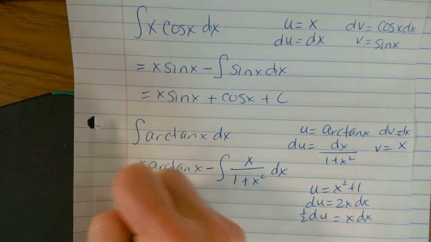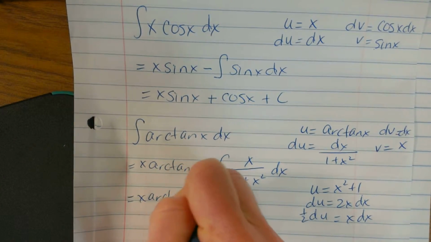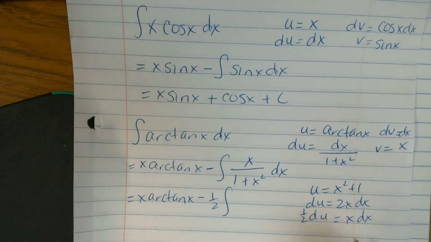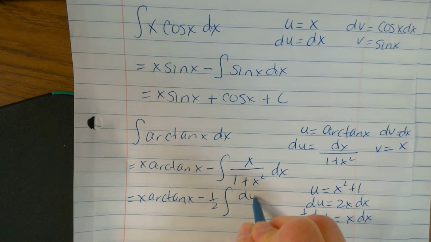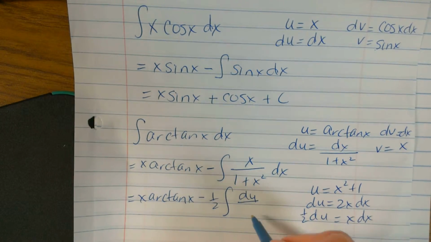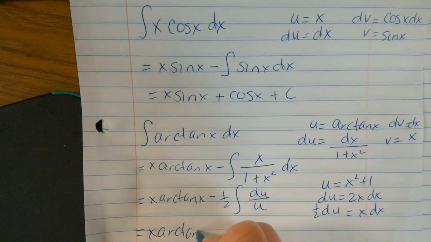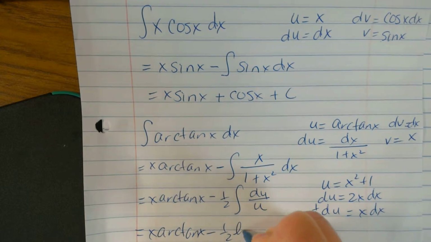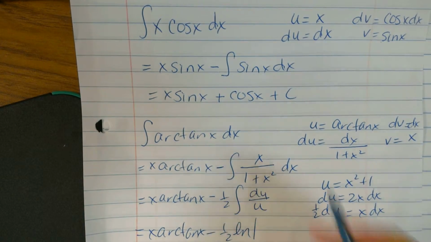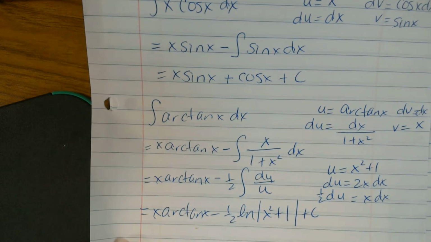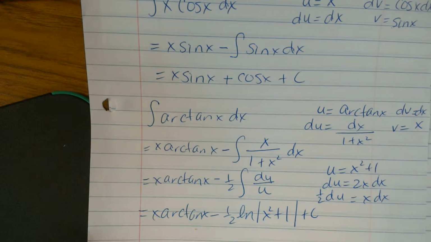So now I've got x arctangent minus 1/2. This is my du. This bottom piece here is my u. So that is natural log. So I've got natural log of u, which was x squared plus 1, plus c, would be our answer. Okay. So let's look at one like this.